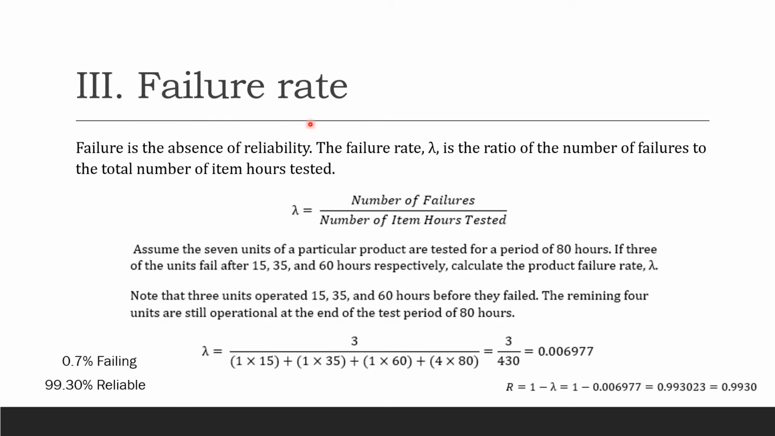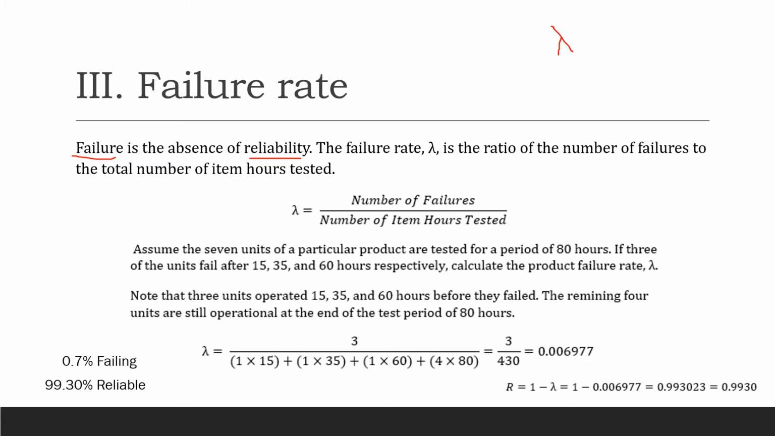Let's get into failure rate. Failure is the absence of reliability. If you cannot rely on it, you fail. If you cannot rely on the system, it has some sort of failure in there, so we have to fix it. So the failure rate, we write it as lambda, and this is a Greek symbol. The pronunciation of the symbol is lambda, L-A-M-B-D-A.